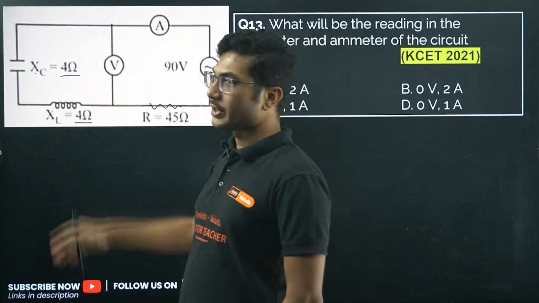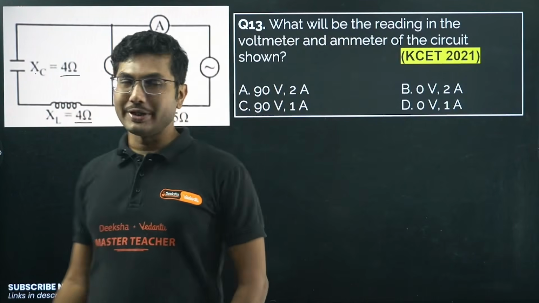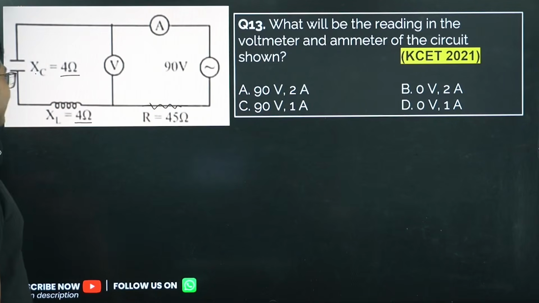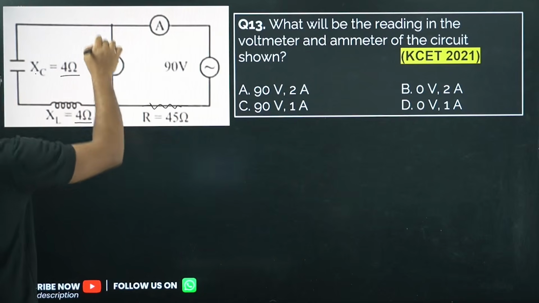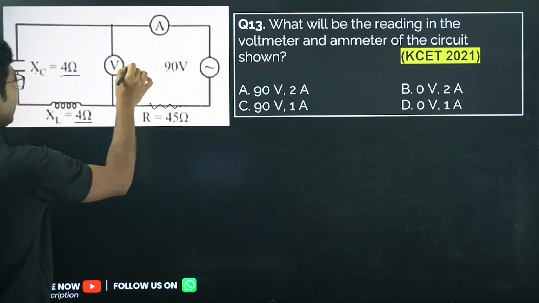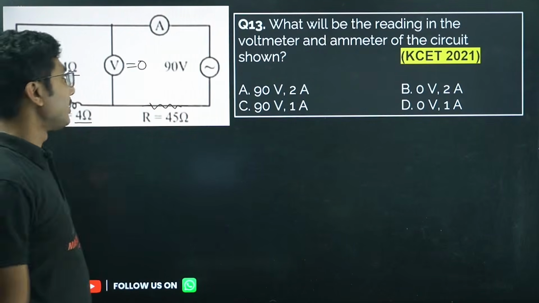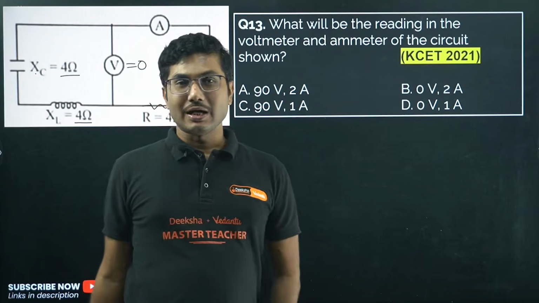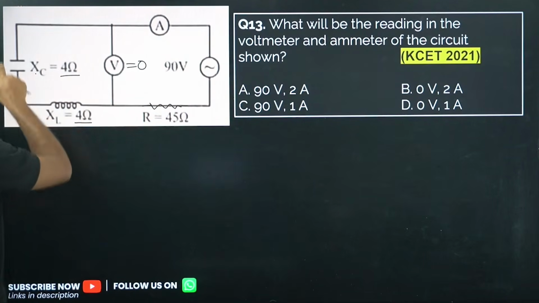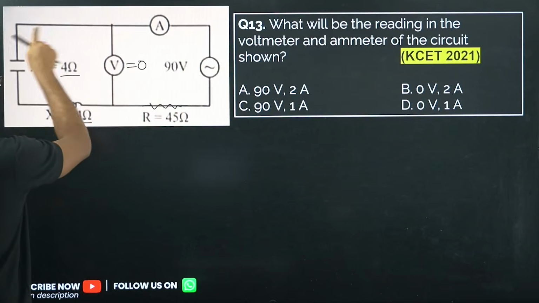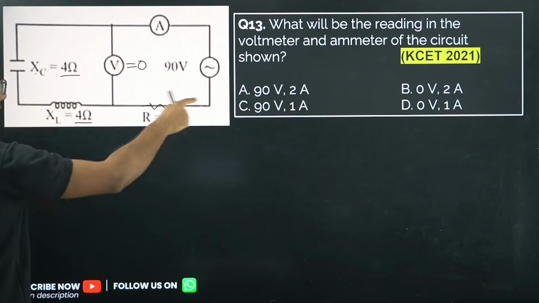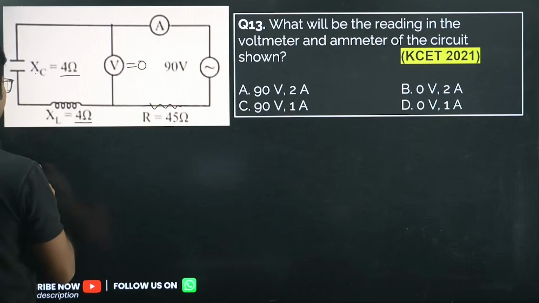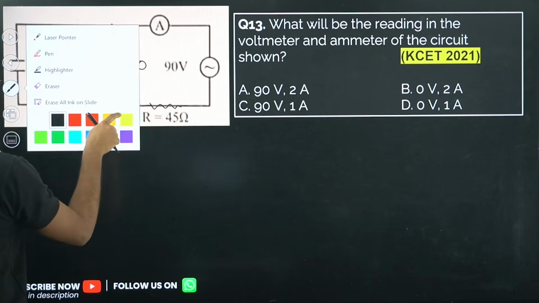If XC equals XL, then the circuit is said to be in resonance, and if the circuit is in resonance, then there is no voltage drop across this, so the voltage drop should be 0. The voltage reading of this branch, because no resistance is there, means voltage drop should be 0. Current is passing, obviously current will not be 0. Okay, what about the current value?